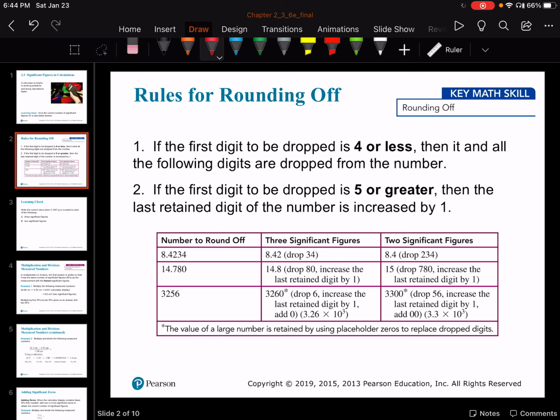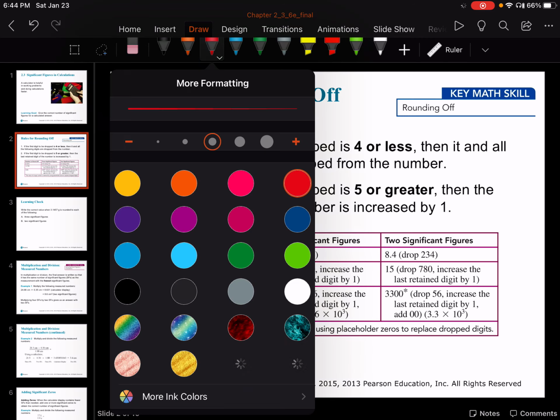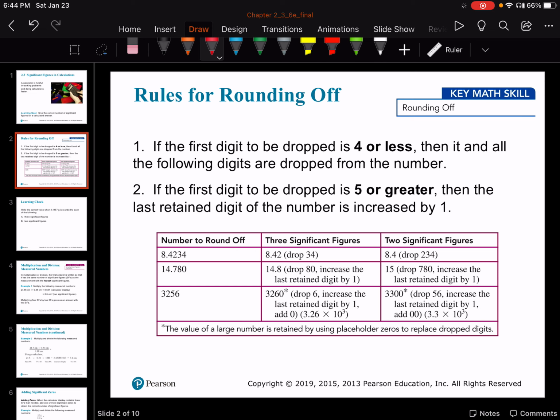First of all, we need to talk about the rules for rounding off. The key math skill we're dealing with here is the rules for rounding off. Here are the two rules. If the first digit to be dropped is 4 or less, then it and all the following digits are simply dropped from the number. If it's 5 or greater, then the last digit retained is increased by 1. So we round up. You've probably seen this before in previous situations.